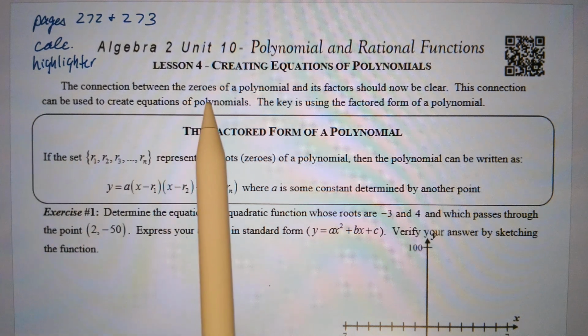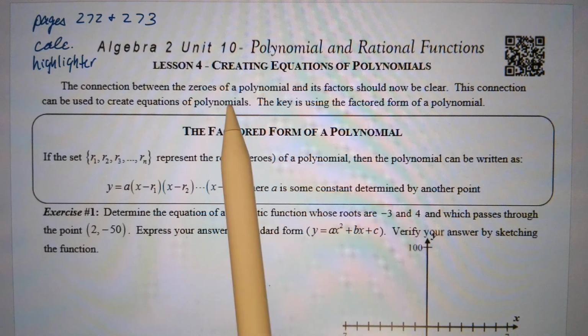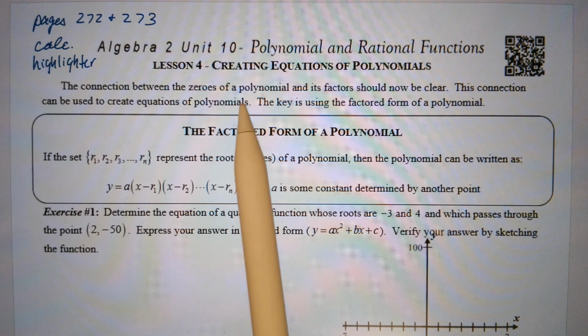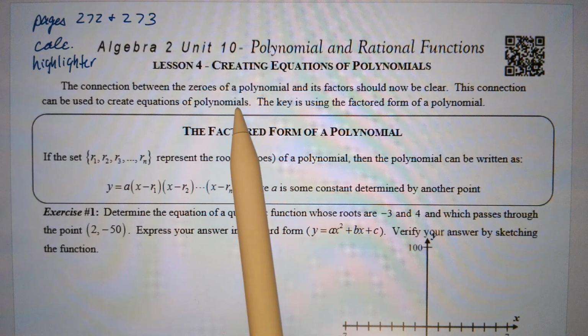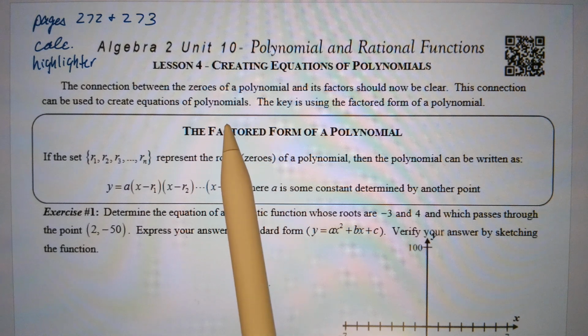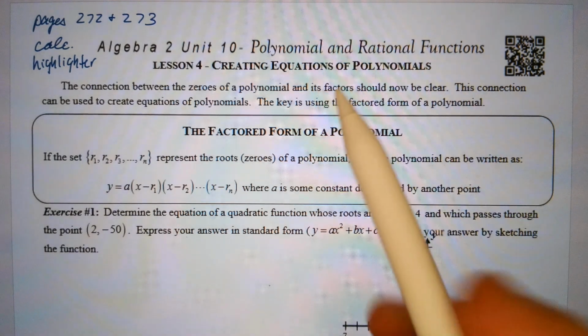So the connection between zeros of a polynomial and its factors should now be clear. If we have a zero of 7, then one of its factors is x minus 7. If we have a zero of negative 5, then a factor is x plus 5. This connection can be used to create equations of polynomials. The key is using the factored form of the polynomial.